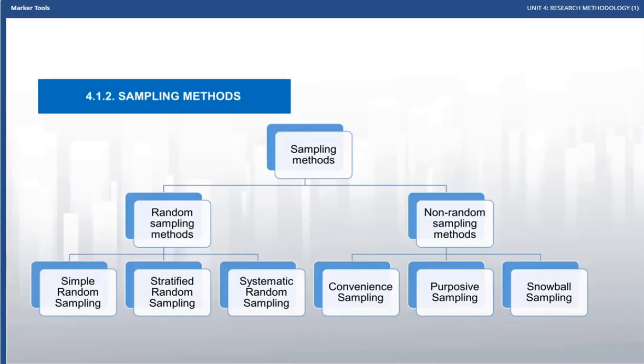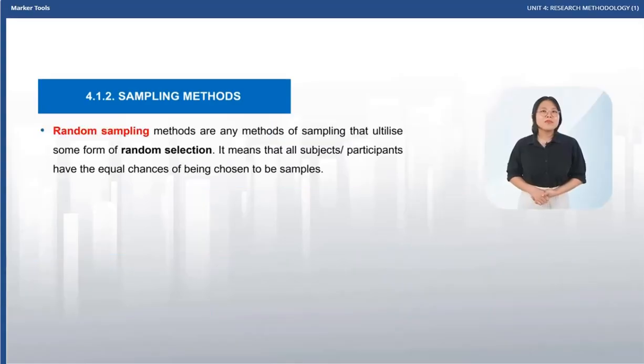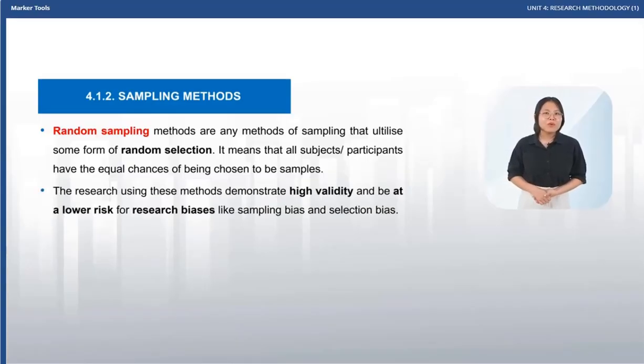Now let's come to the definitions of random sampling methods. Random sampling methods are any methods of sampling that utilize some form of random selection. It means that all subjects or all participants have equal chances of being chosen as samples. The researcher should use this to show that the data are of high validity, and it also carries a very low risk of research bias, like sampling bias or selection bias.